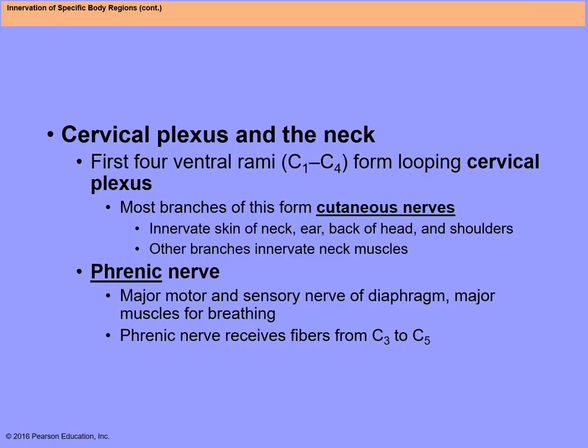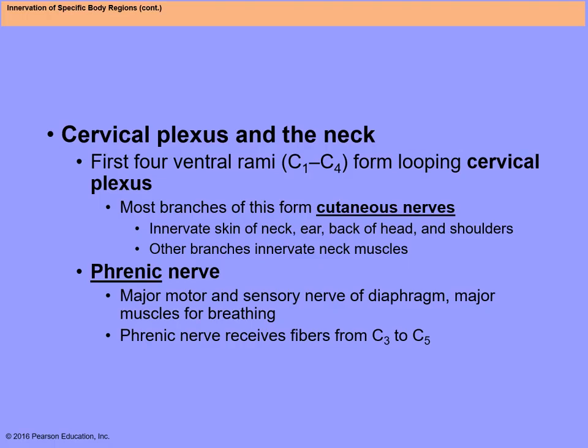The cervical plexus in the neck, the C1 through C4 form that cervical plexus. You tend to find the plexus in areas that are innervating the limbs. So you have the brachial and the cervical, the limbs, and then the lumbar and sacral innervating the legs. It's where your arms and legs are located. You've got to have a way to send the nerve impulse down.